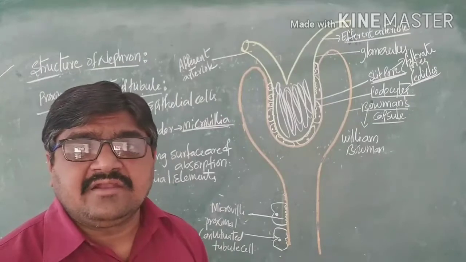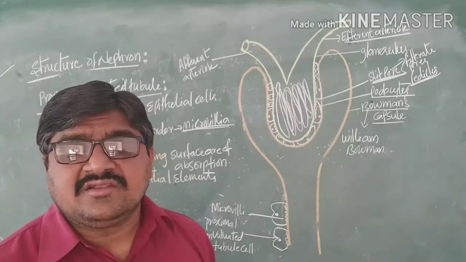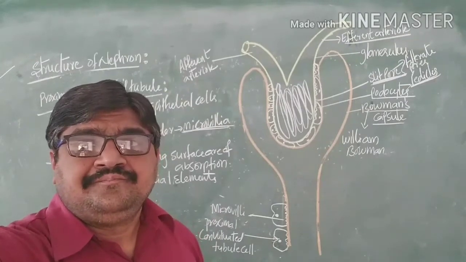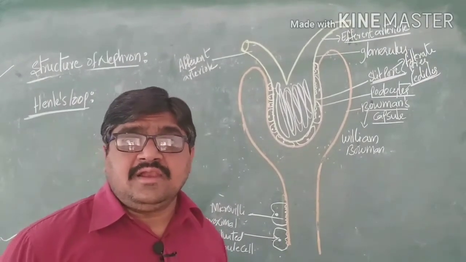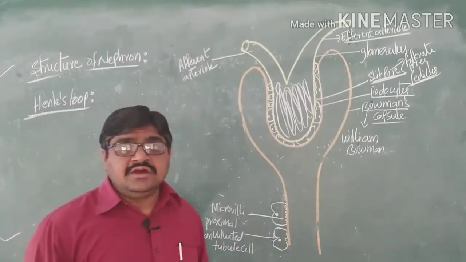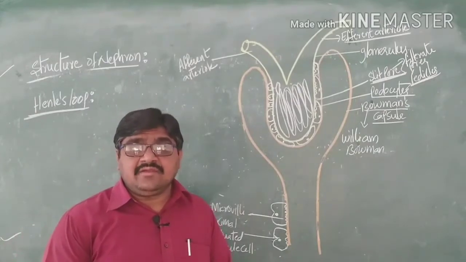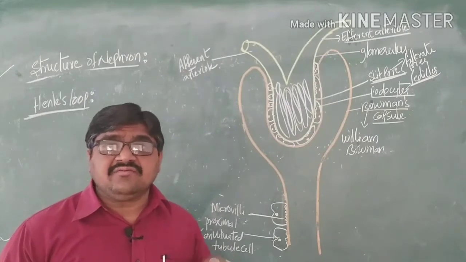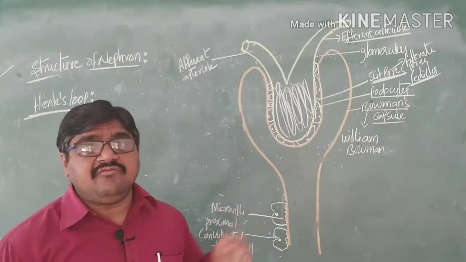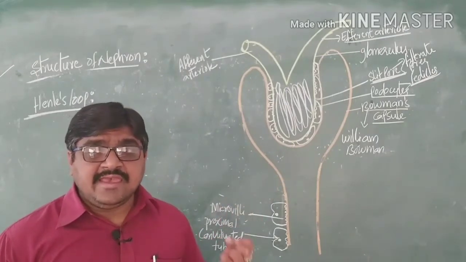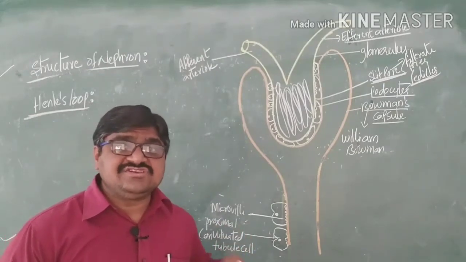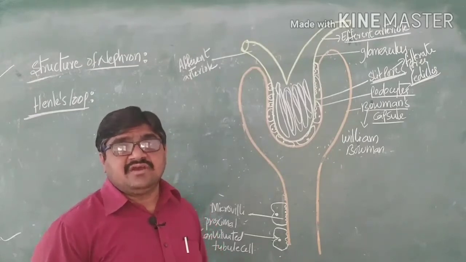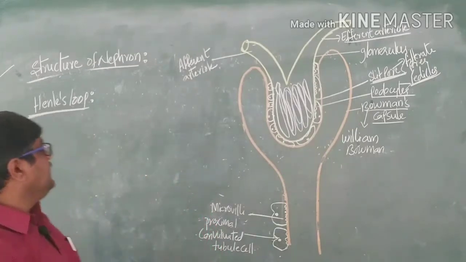Next, coming to the third one, that is the Henle's loop. Here, the proximal convoluted tubule is mainly meant for the reabsorption of essential elements from the nephric filtrate. That is the main function of the proximal convoluted tubule.